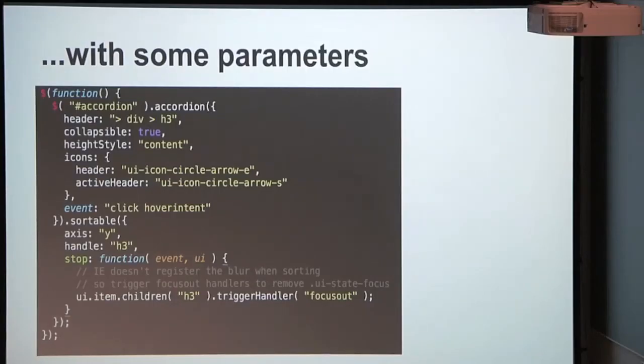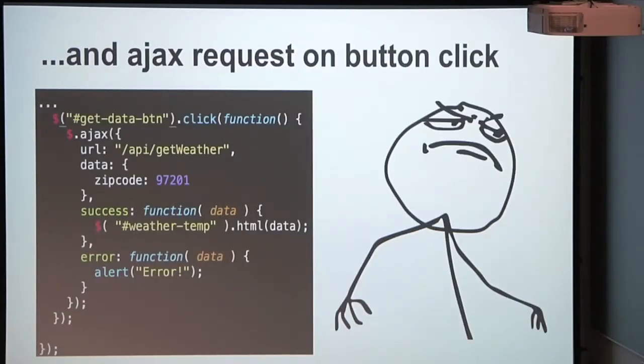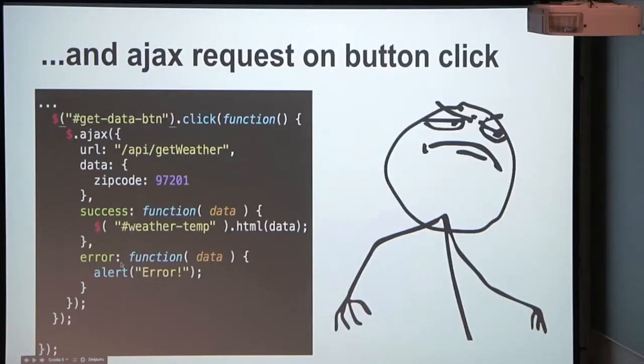Then we want to add some parameters, and the code becomes a little bit bigger, but it's still recognizable and pretty understandable, I think. And then we need to make an AJAX request on a button click. So it's pretty easy as well. Just make a selection, make a click, some handler with the AJAX, URL, success method, error methods, and it works, it's fast. And it's okay, we can feel proud about that code because it's really fast.